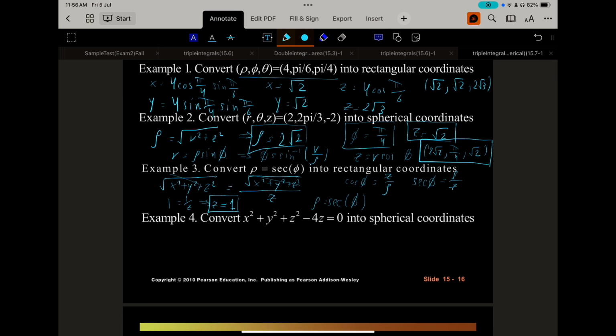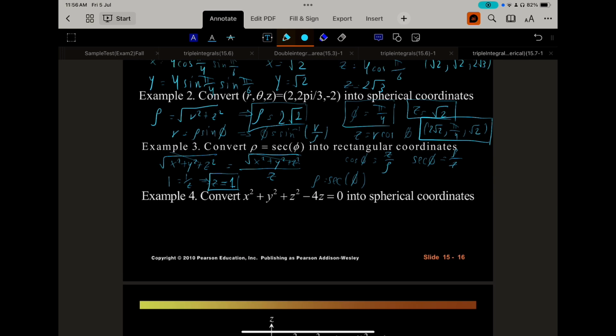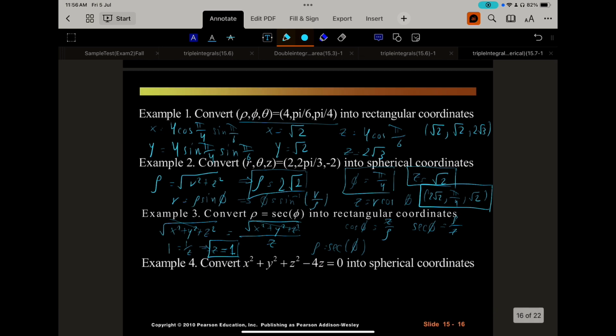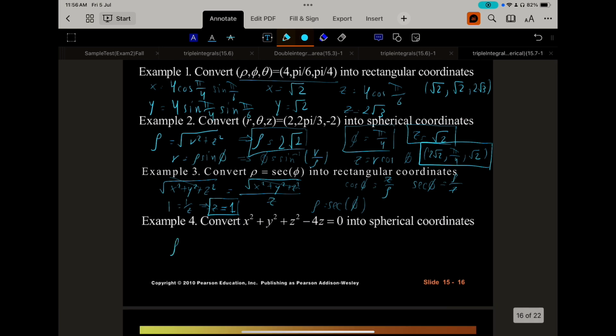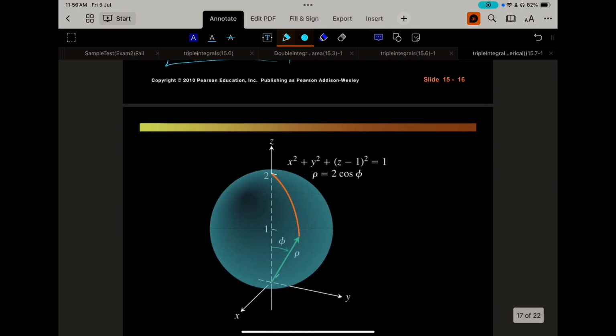And now we'll say example 4. He wants us to convert this into spherical coordinates, which should not be very hard. Let's do this. Okay, so let's say that first, rho squared minus 4. So now that this is rho squared, and minus 4, z is just rho cosine phi, equal to 0. That's our spherical equation. It's very interesting.